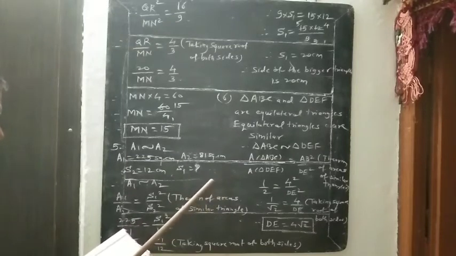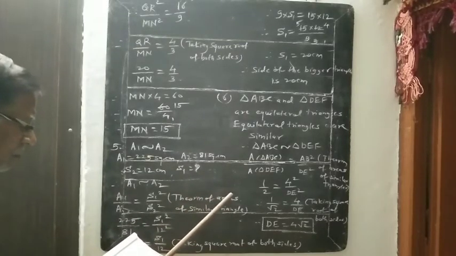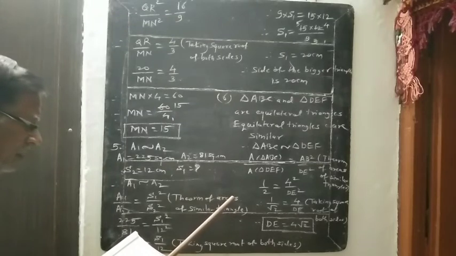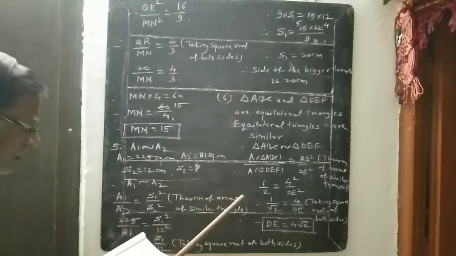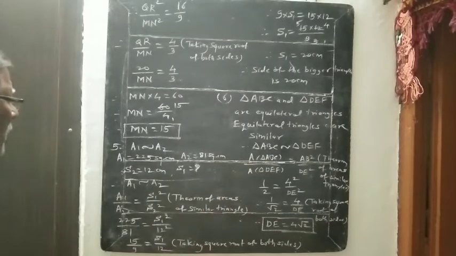See example number 5. Areas of two similar triangles are 225 square centimeter and 81 square centimeter. If a side of the smaller triangle is 12 centimeter, then find the corresponding side of the bigger triangle. A1 is similar to A2. A1 is given 225 square centimeter, A2 is given 81 square centimeter. S2, the side of the smaller triangle, is given 12 centimeter. Find the side of the bigger triangle, S1 is equal to question mark.